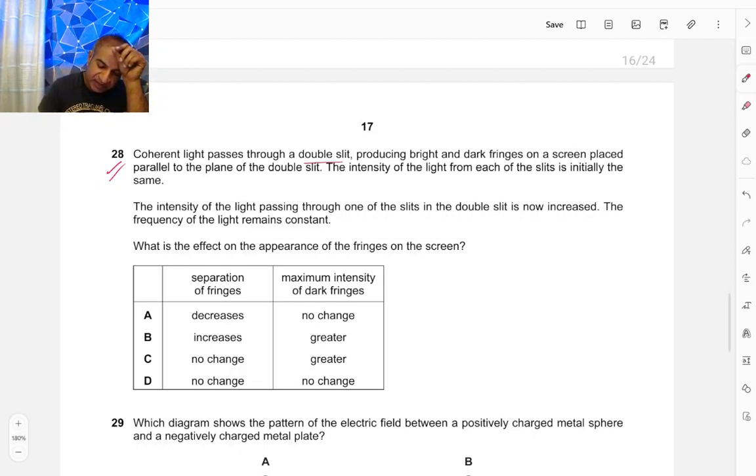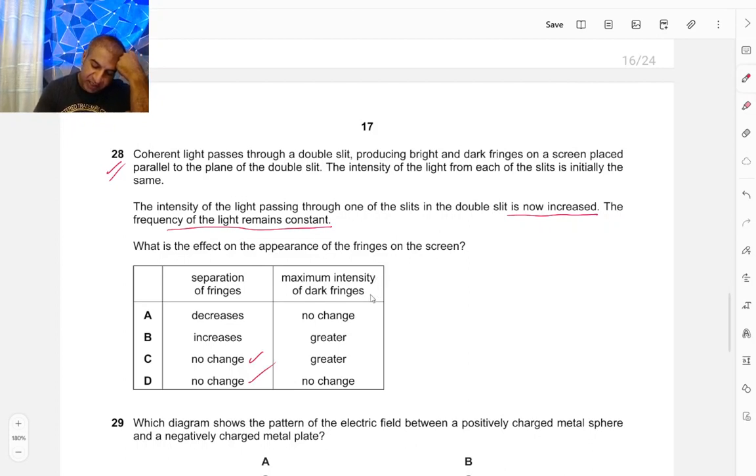Coherent light passes through the double slit, producing bright and dark fringes on a screen placed parallel to the plane of the double slit. The intensity of the light from each of the slits is initially the same. Okay. The intensity of the light passing through one of the slits in the double slit is now increased. The frequency of the light remains constant. What is the effect on the appearance of the fringes on the screen? Okay. If the intensity is increased, that is only going to affect the brightness, but it will not affect the separation of the fringes. So no change in separations.